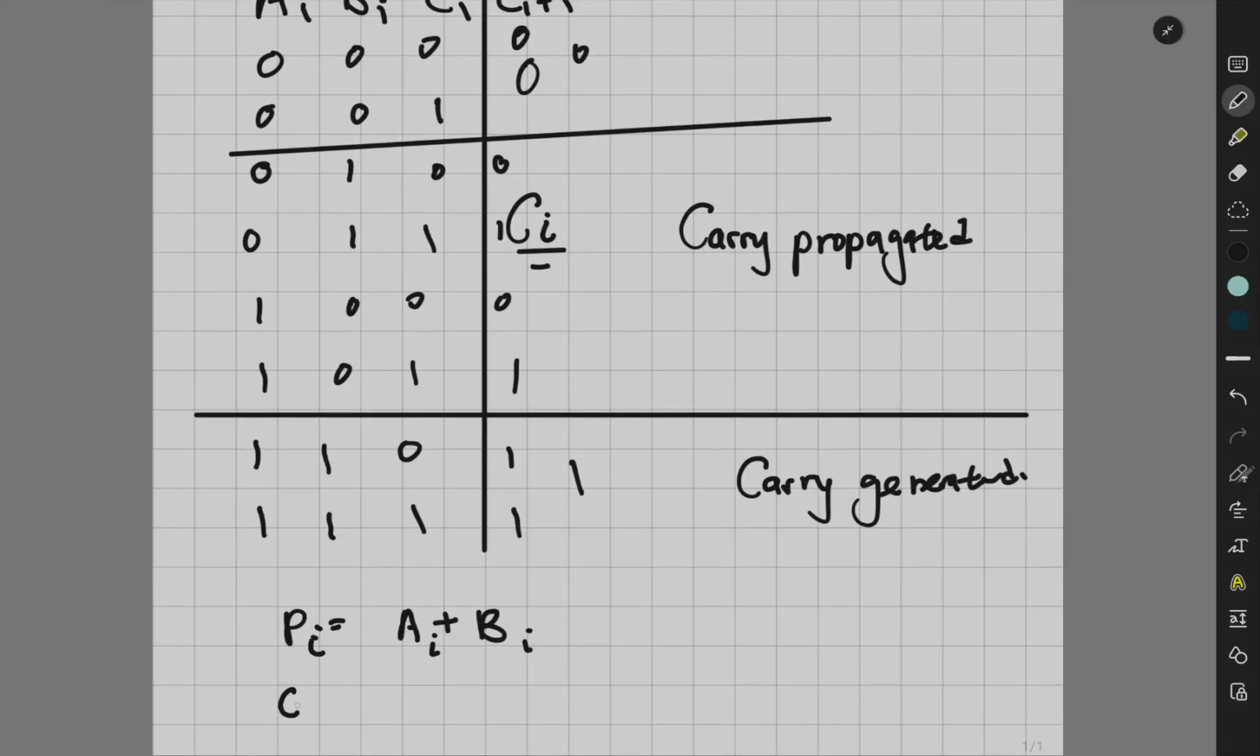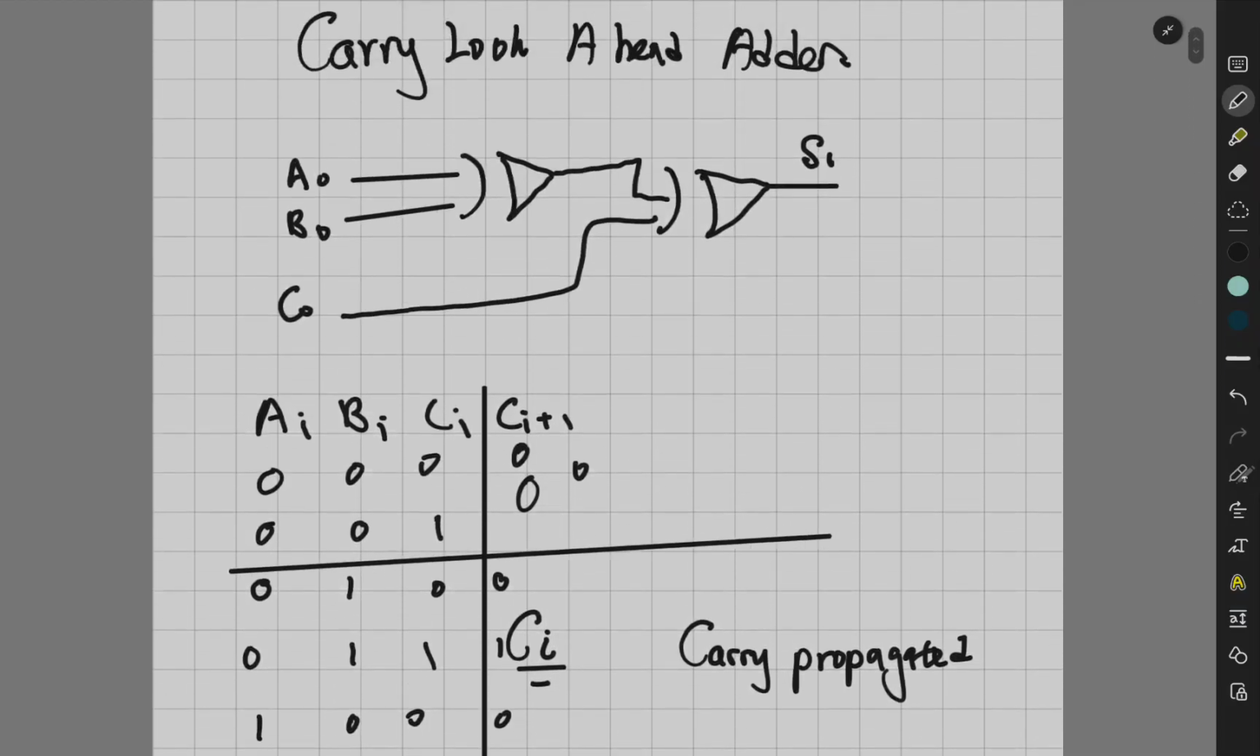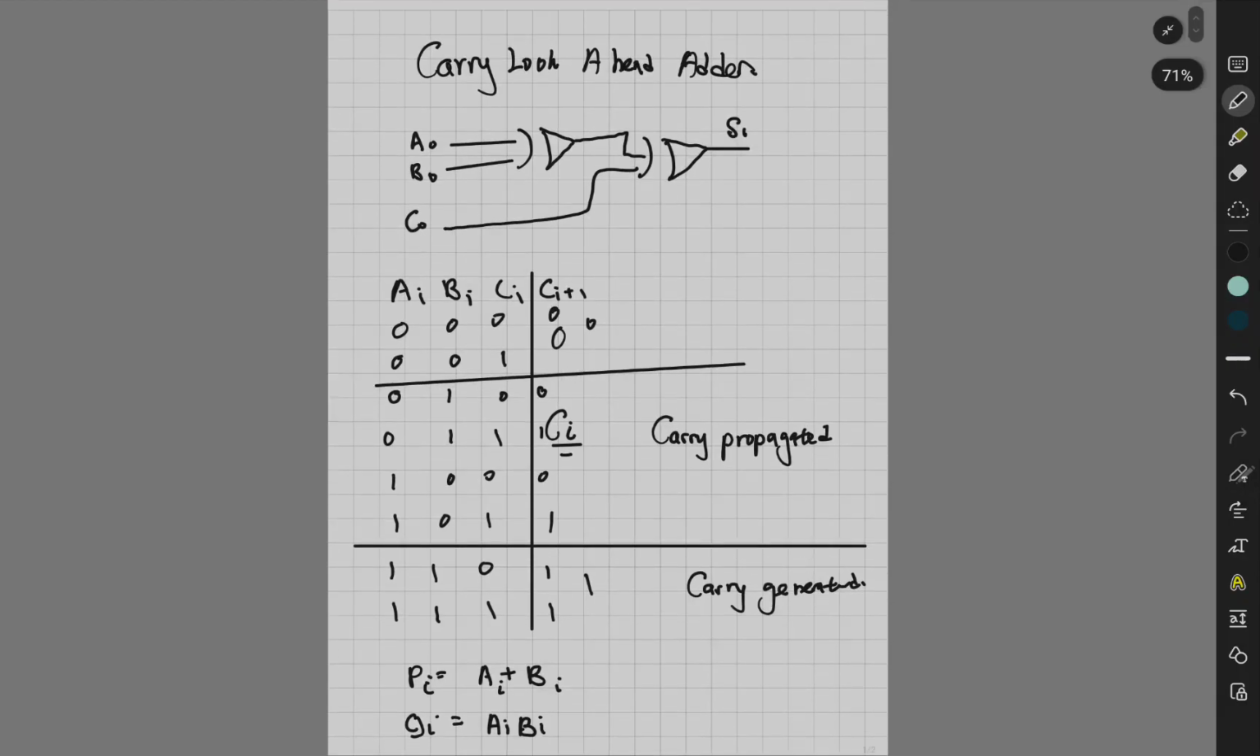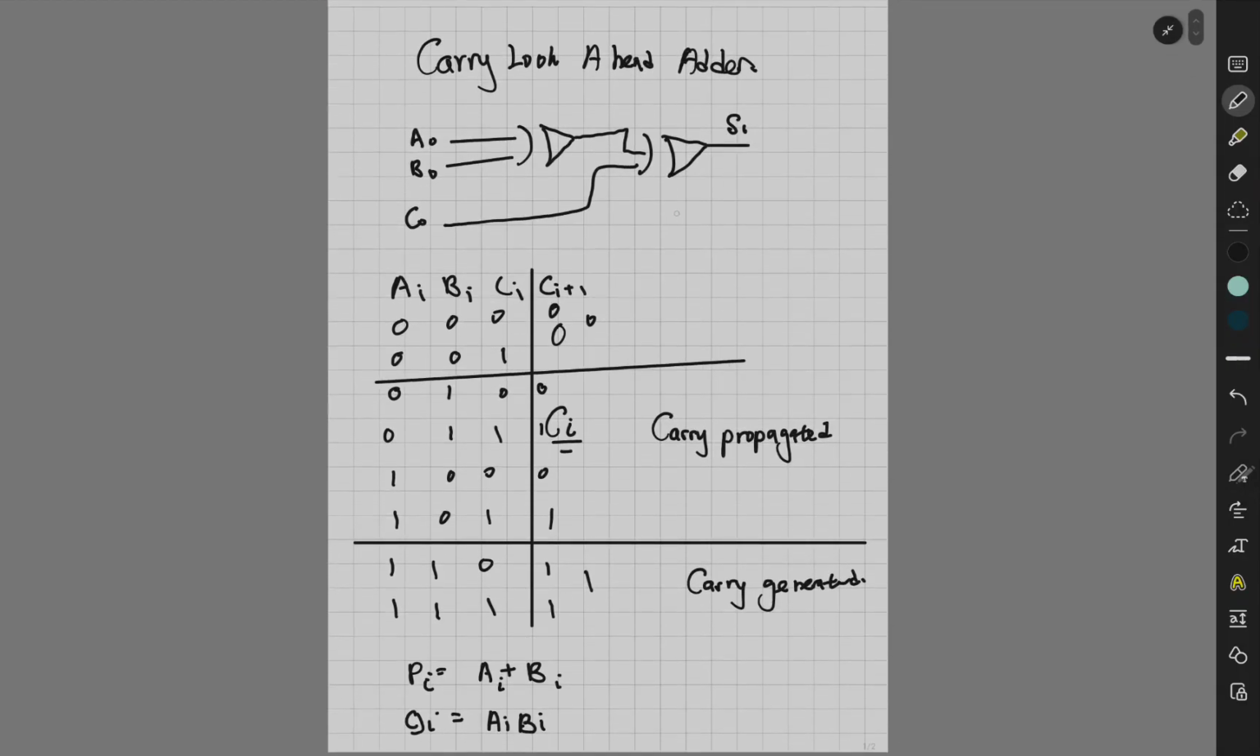Gi, carry generate, is equal to Ai AND Bi, so it is an AND gate. Now how do we draw it: we connect to an OR gate to generate P0 and an AND gate to generate G0. This is how we connect them. So A connects to A, B, and again A, B.